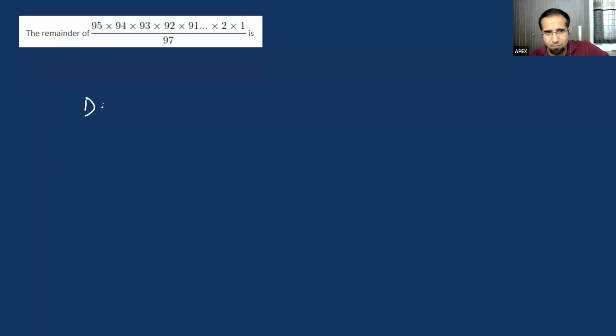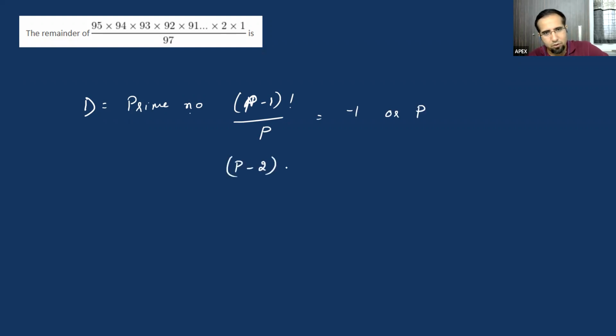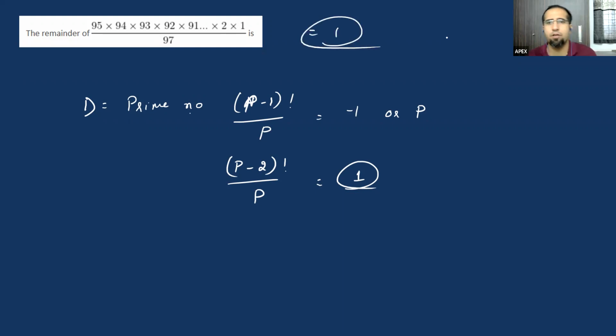If your divisor is a prime number, p minus 1 factorial divided by p, the remainder is either minus 1 or p. And p minus 2 factorial divided by p, the remainder is always going to be 1. We have discussed this in the class. This is directly coming from the concept of remainder theorem, and therefore the answer should be 1. So batches 1 to 5, you should not have skipped this question. Immediately your answer should have been 1, and we have seen the same question in the class, that is 95 factorial divided by 97, and 97 is a prime number.